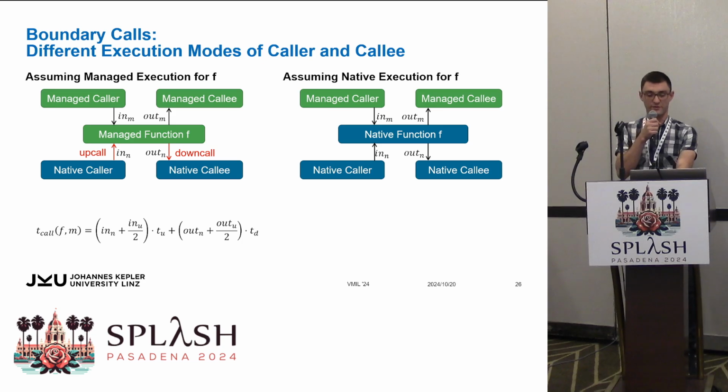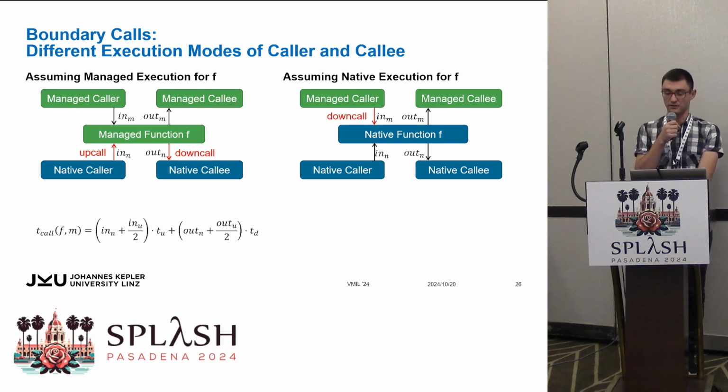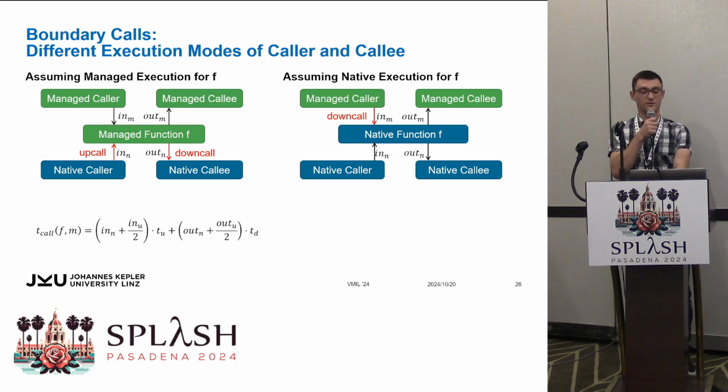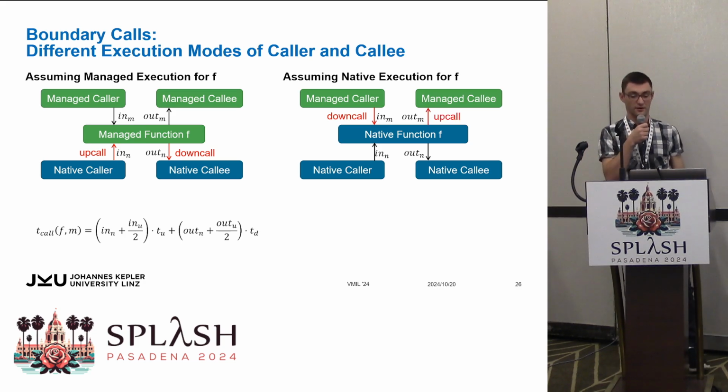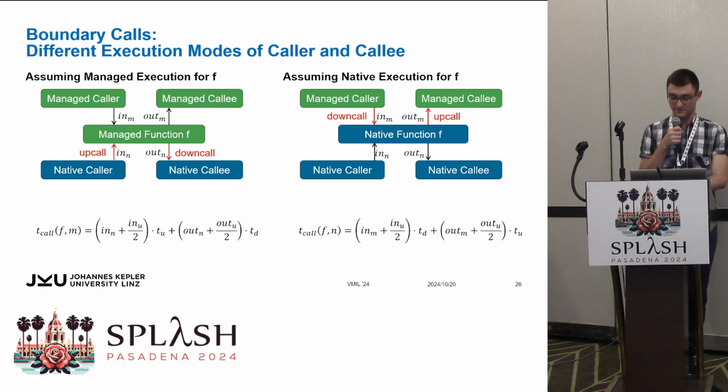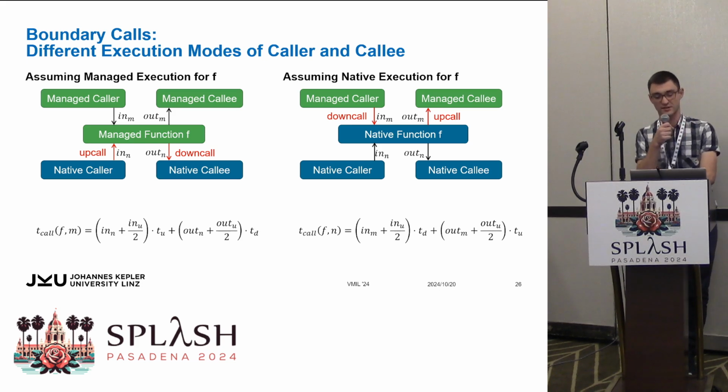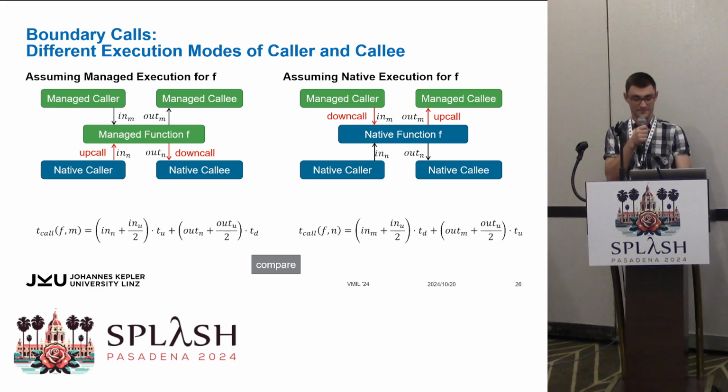And then we do the same for native execution. So we know that we have down calls from managed callers. And if a native function is calling a managed callee, this is an up call. Similarly, we use the formula for this situation, and then we do a simple comparison.